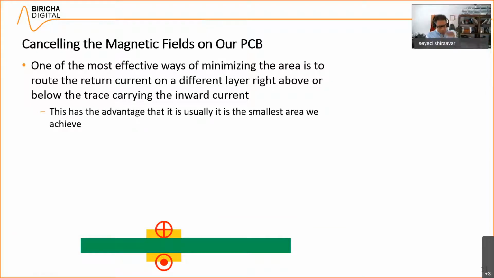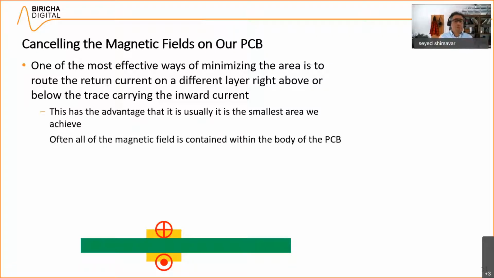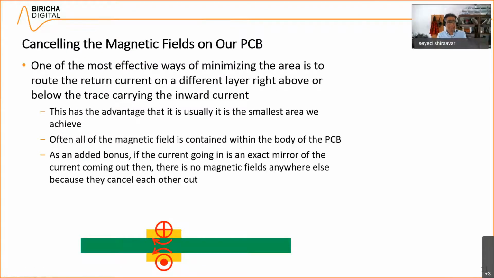Now this, if you have two layers, has the advantage that it is usually the smallest area that we can achieve, right? You get a much better area if you put these two together. Then often all the magnetic field is contained within the body of the PCB, right here, right? So that is where the magnetic field is, there and there, okay? As an added bonus, if the current is exactly the same, but mirrored, so this one is the forward current and that is the return current, then everywhere else, just like we saw in the previous slide, the magnetic fields cancel. So you end up with no magnetic field outside of these two tracks.